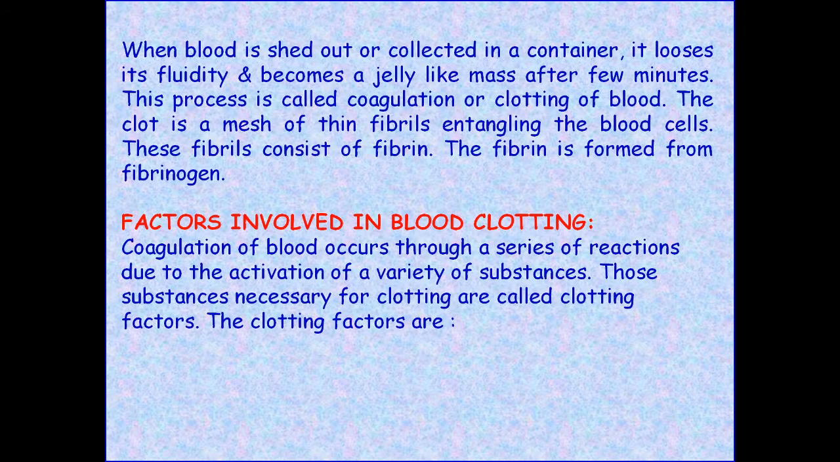When blood is shed out or collected in a container, it loses its fluidity and becomes a jelly-like mass after a few minutes. This process is called coagulation or clotting of blood. The clot is a mesh of thin fibrils entangling the blood cells. These fibrils consist of fibrin, and the fibrin is formed from the fibrinogen.